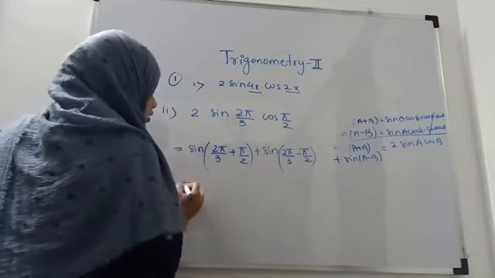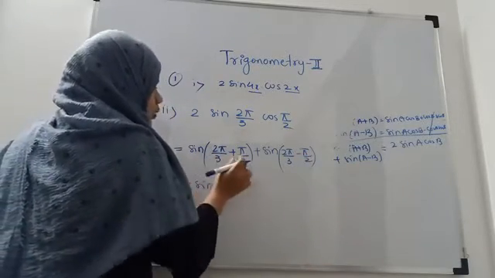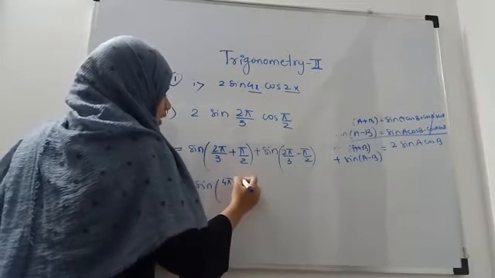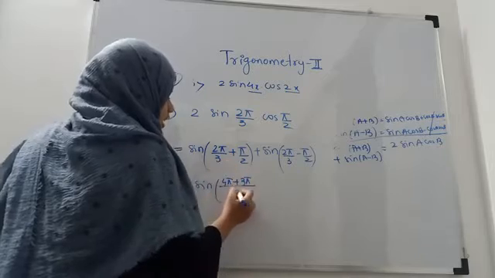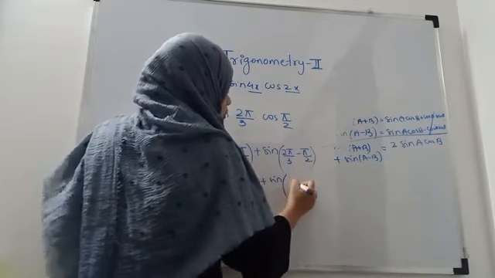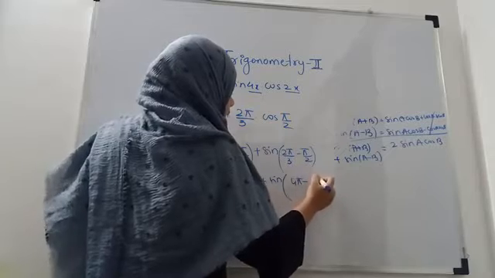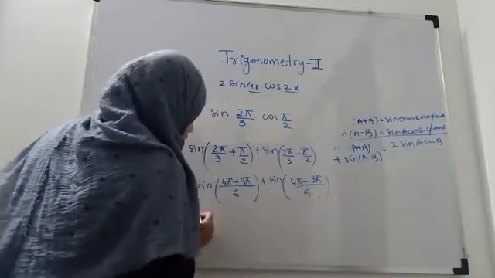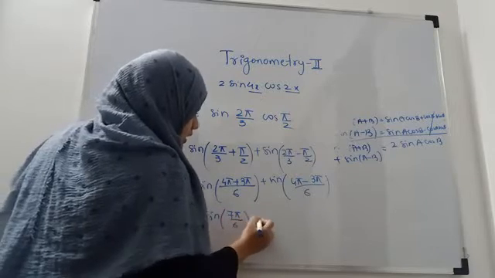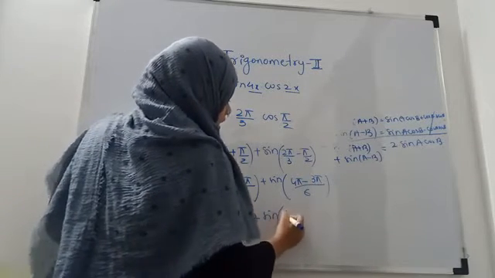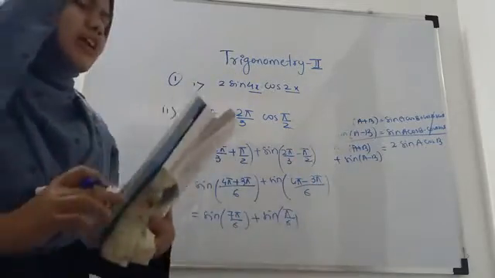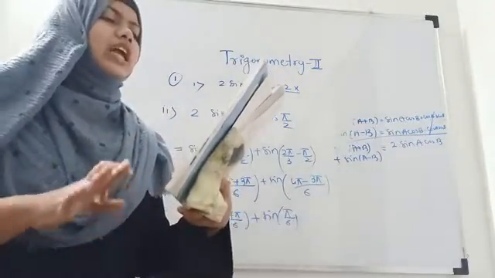So here the answer is sine of (2 into 2, 4 pi plus 3 pi) upon 6 plus sine of (2 into 2, 4 pi minus 3 pi) upon 6. So the answer is sine 7 pi upon 6 plus sine pi upon 6. 4 minus 3, it is pi. So similarly you can do for the third and the fourth one.